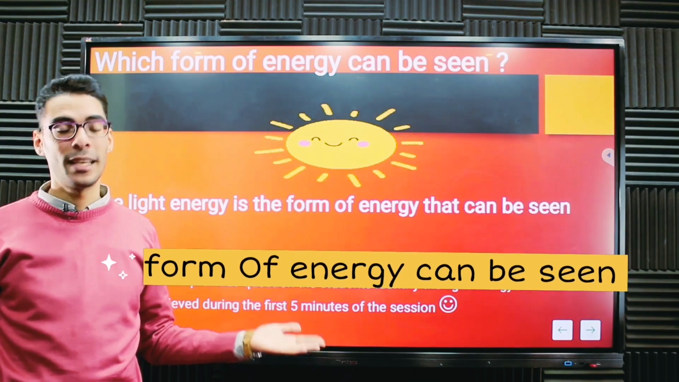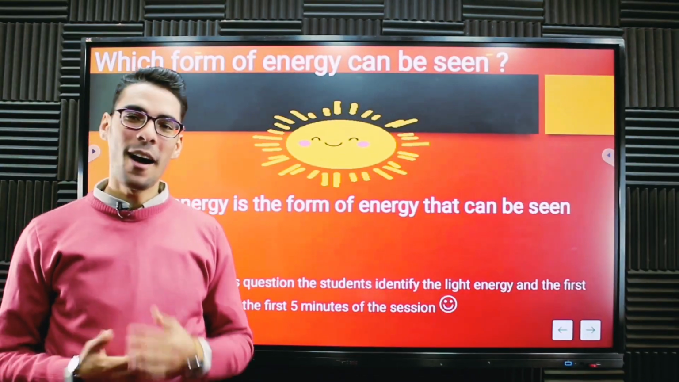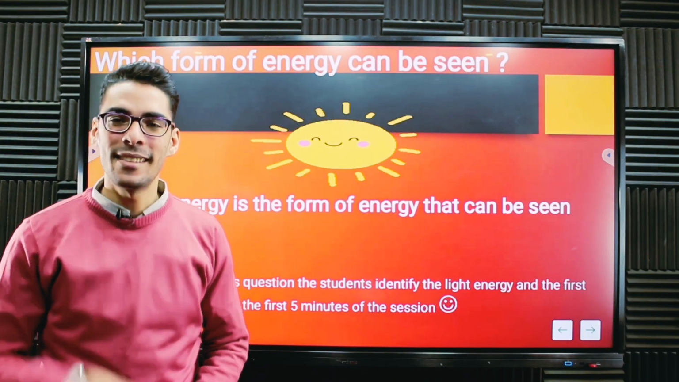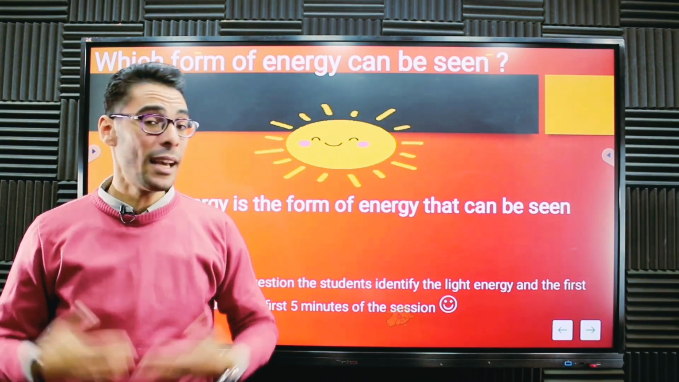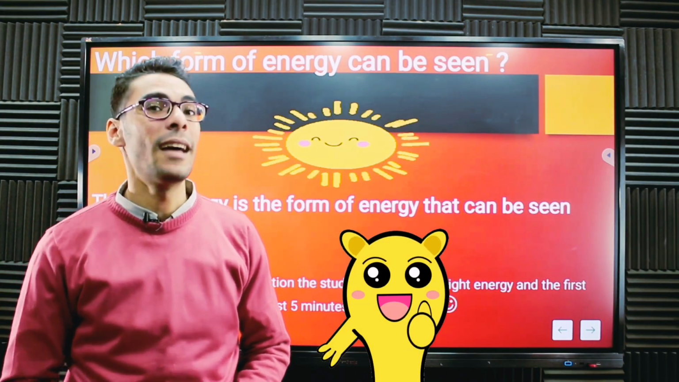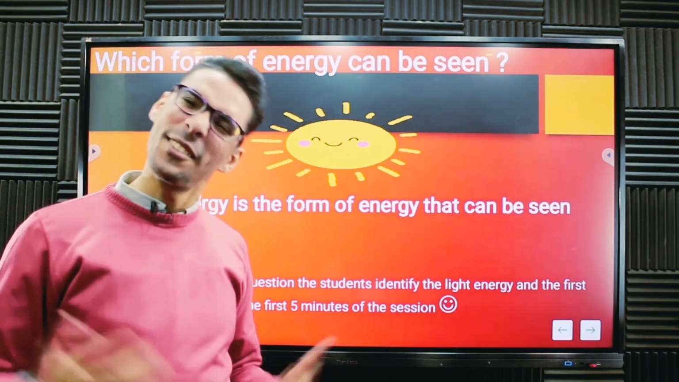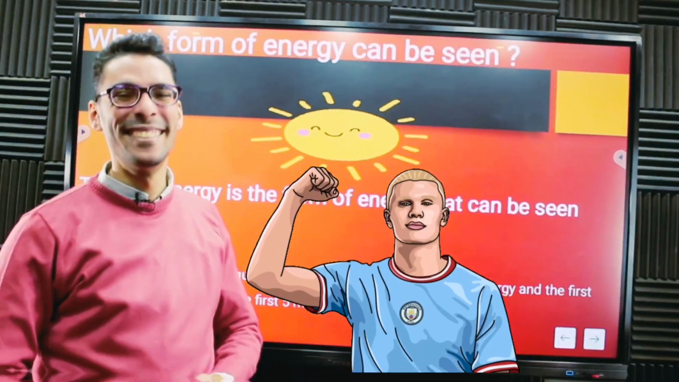And simply this is what's meant by light. Light means form of energy that can be seen. It's the only form of energy that can be seen and causes vision. Simply, that was what it means, light. Is it hard to keep it in mind here?